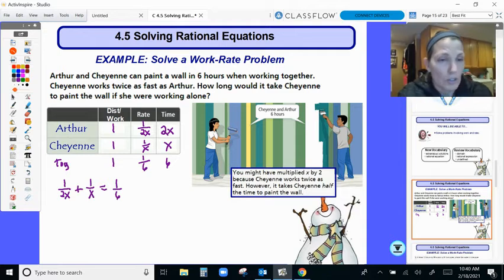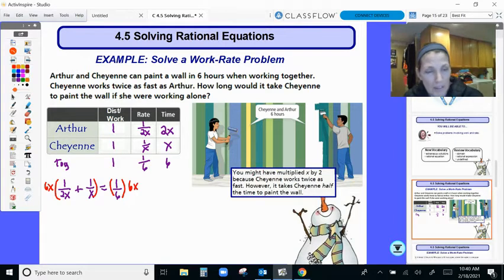And so what we're going to do is multiply our entire equation by our least common multiple. In this case, it's going to be 6x. Okay, that's my common denominator. So between the numbers 2 and 6, my common denominator is 6. And then for my variable x, that's my common denominator. So my LCM is 6x.